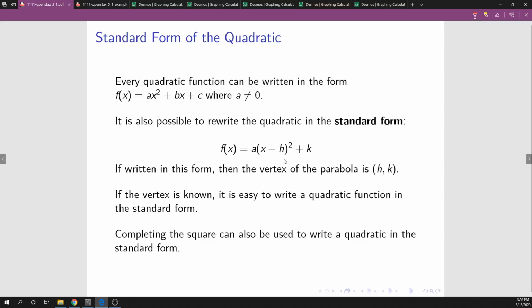Okay, so this is the standard form, and like I said, h and k are the x and y coordinates of the vertex of the quadratic, and this a here is the same a that's with x squared. So that's important to know as well. All right, so what we're going to do is work through some examples of starting with the general form and writing a quadratic in the standard form.